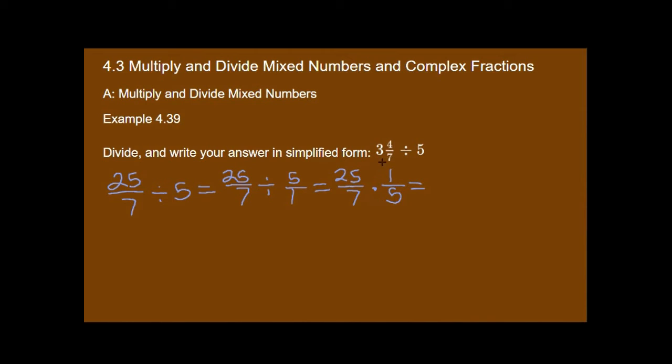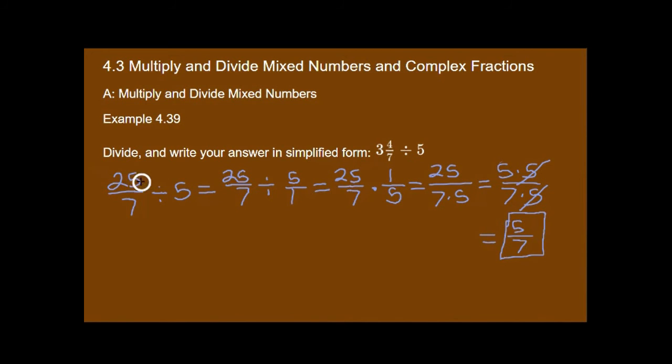Okay, and now there are a few ways we could do this. We could start crossing things out right now, or we can rewrite it. 25, we don't need to rewrite the 1. Anything times 1 is going to be itself. Over 7 times 5, which is equal to, and then, sorry, I wanted to factor out this 25. So it's 5 times 5 over 7 times 5. Can get rid of the 5's, and we're left with 5 over 7. 5/7 is our answer.